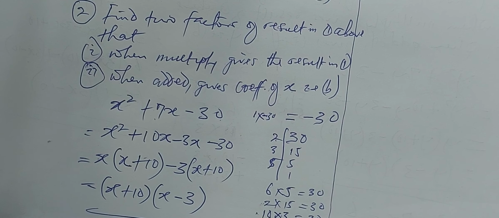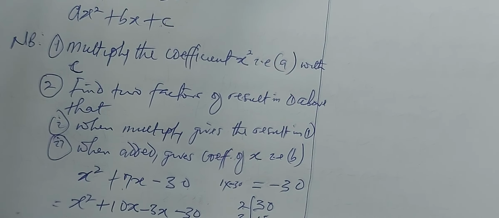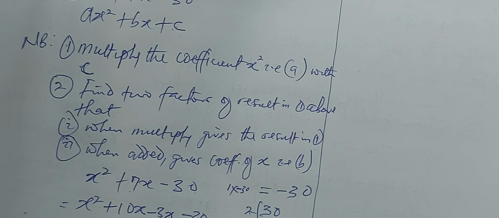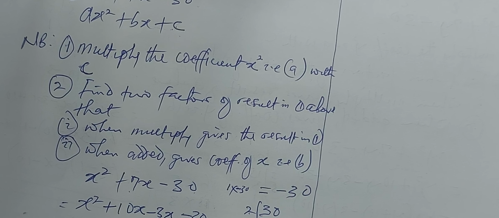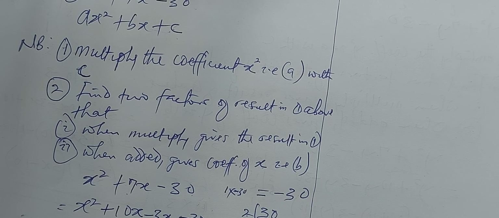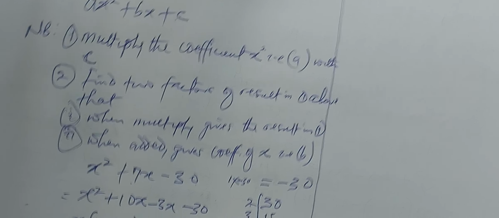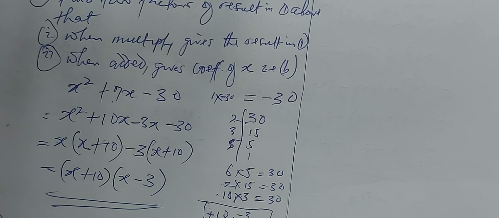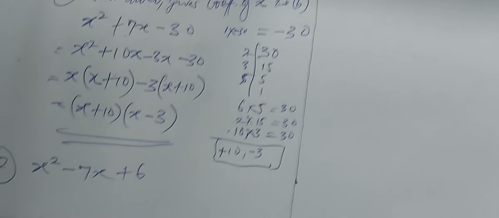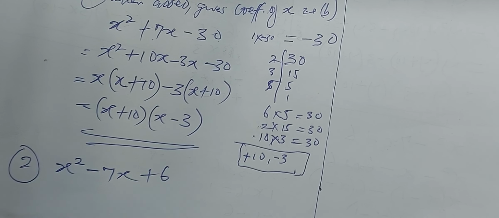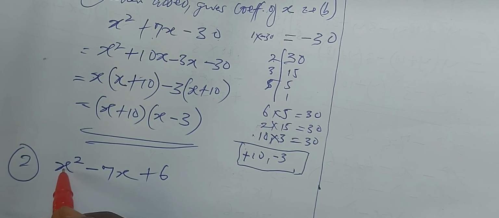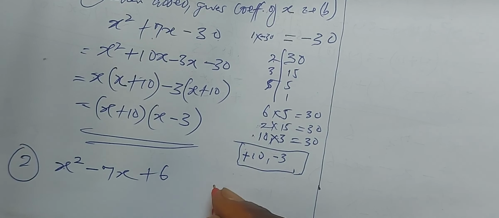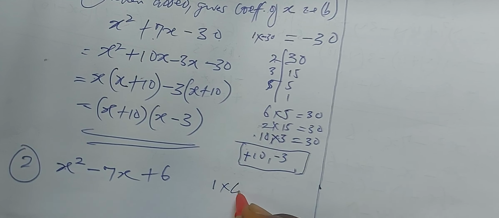So number 2. Having known all these rules, any factorization you see, you can apply it anywhere. Don't be scared. That is why I took my time to show you that. So this is number 2. Factorize this. What is the coefficient of x squared here? 1. And the last number is 6.